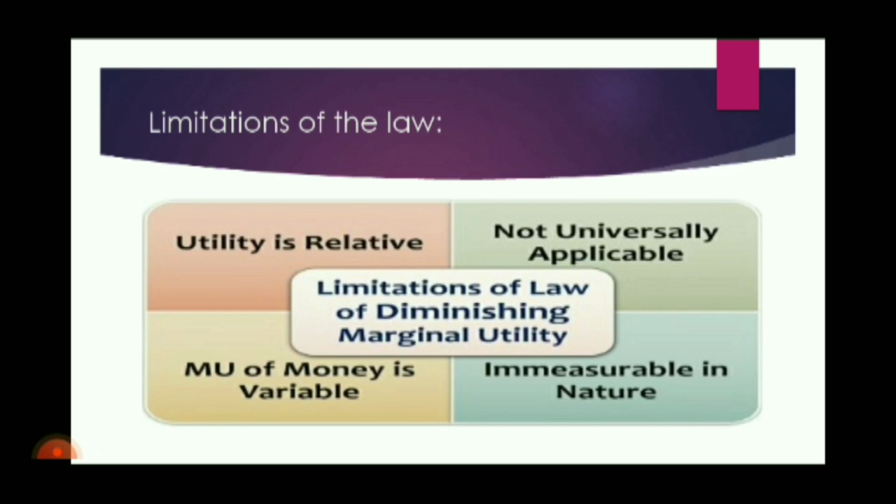Limitations of the law. Utility is relative. The utility of a commodity can never be independent since it varies with the change in price or quantity of the complementary goods. Not universally applicable. This law does not apply to all commodities since some commodities have an increasing marginal utility, like addictive items, money, gifts, sports and collectible items, etc.